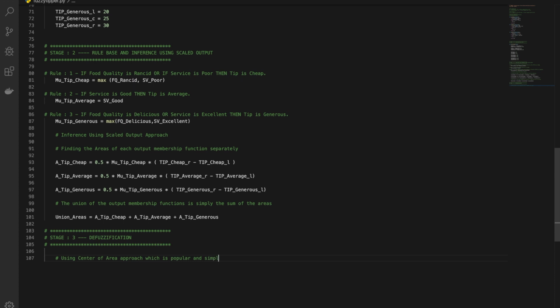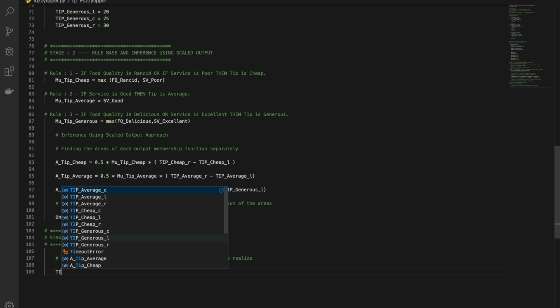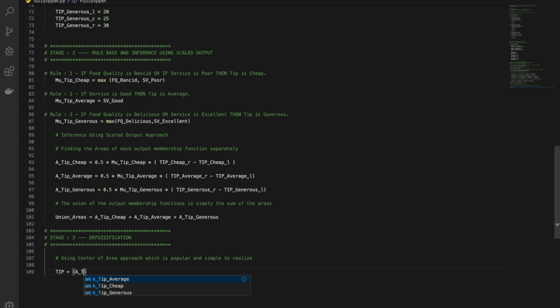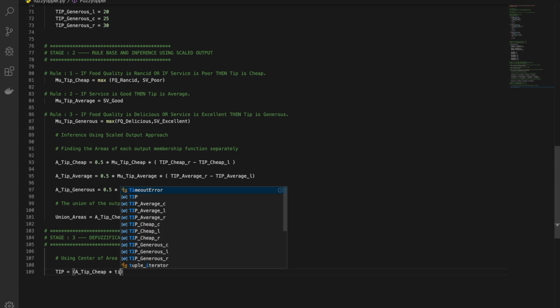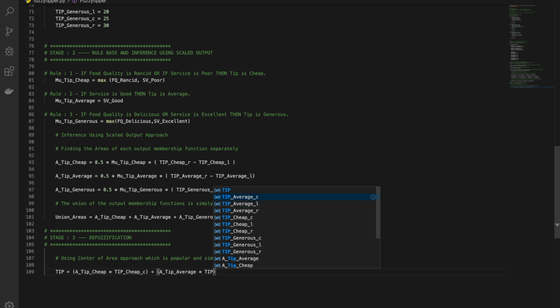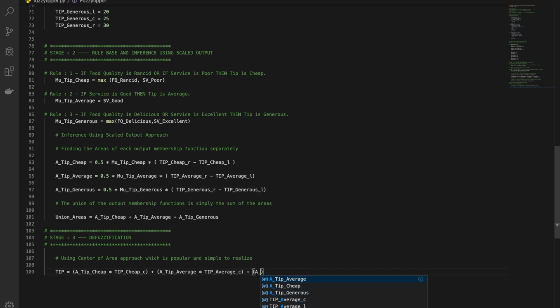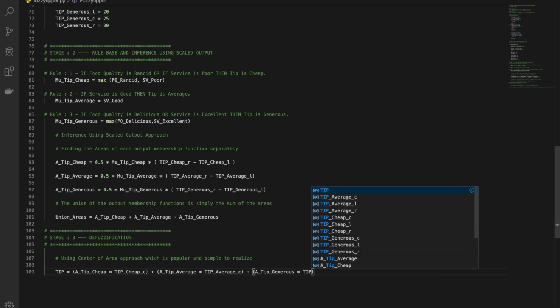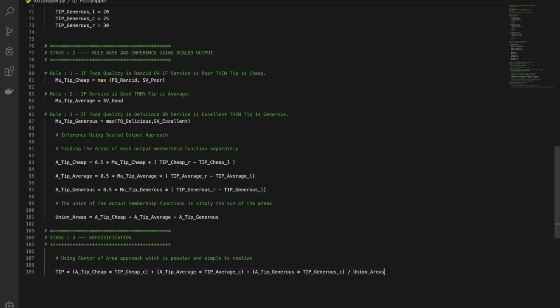Now we are moving to the defuzzification stage, that is our last stage. So the amount of tip which we have to give is the centroid of all of those triangles that we got from the rule base and inference part. So we'll just use the most basic centroid method equation, which is the summation of the mean of the triangle times the area of the triangle divided by the entire area of the triangles. So you will get the centroid part as the tip.